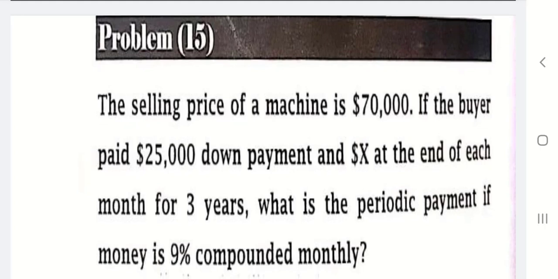Problem number 15. The selling price of a machine is $70,000. If the buyer paid $25,000 down payment and X at the end of each month for 3 years, what is the periodic payment if money is worth 9% compounded monthly? So, at the beginning, the selling price of the machine is $70,000. If the buyer paid $25,000 down payment, the present value will be equal to 70,000 minus 25,000, which equals $45,000.